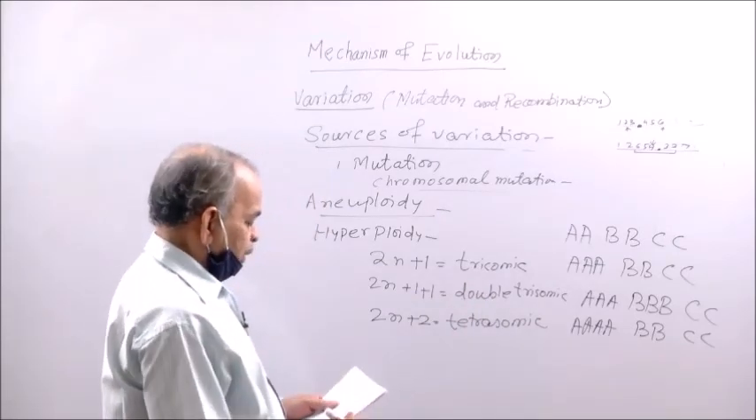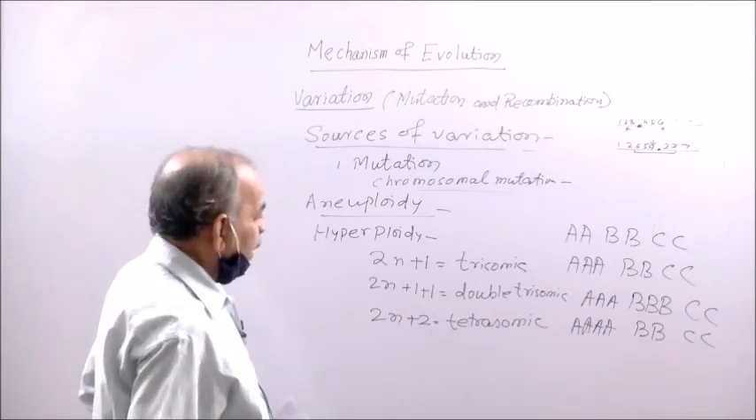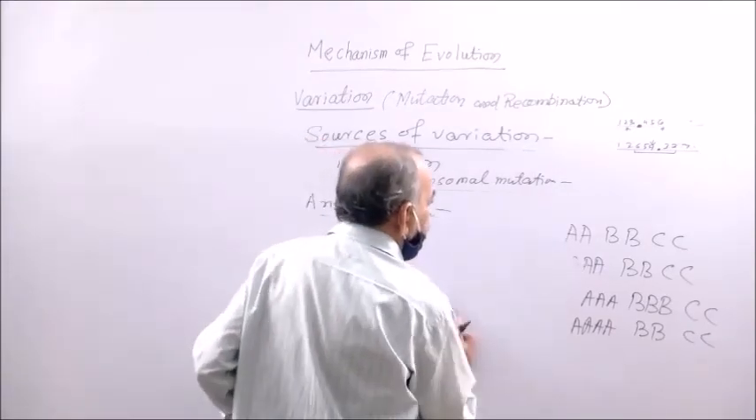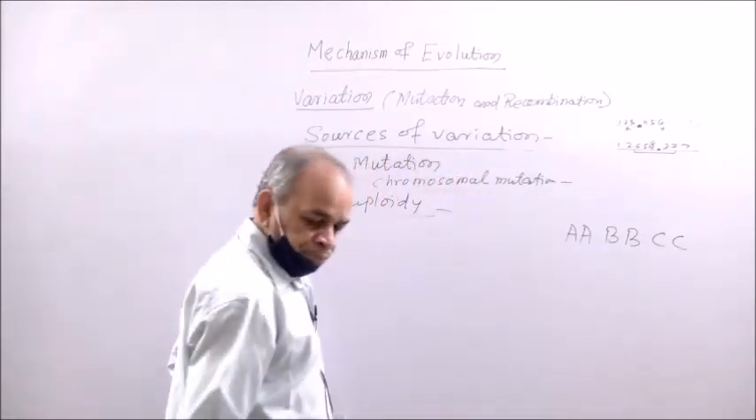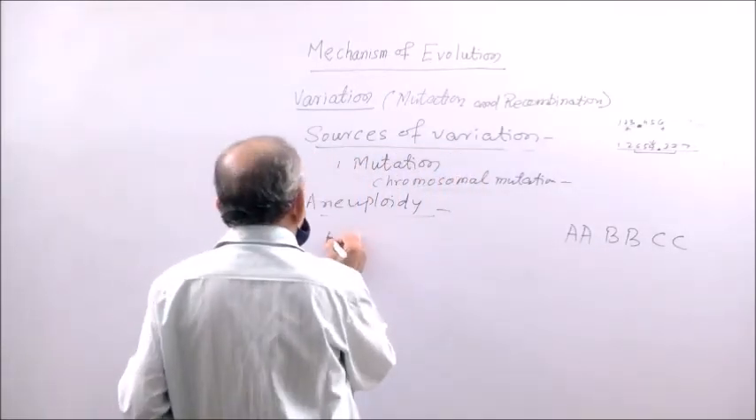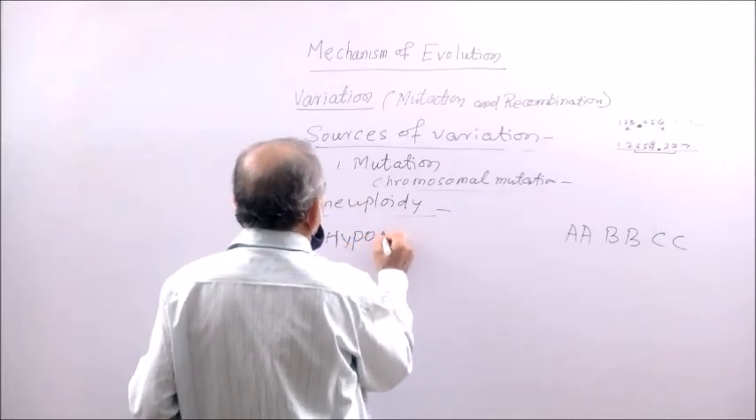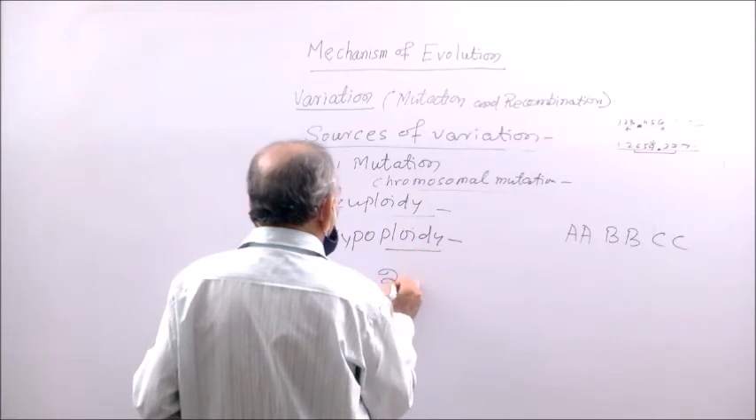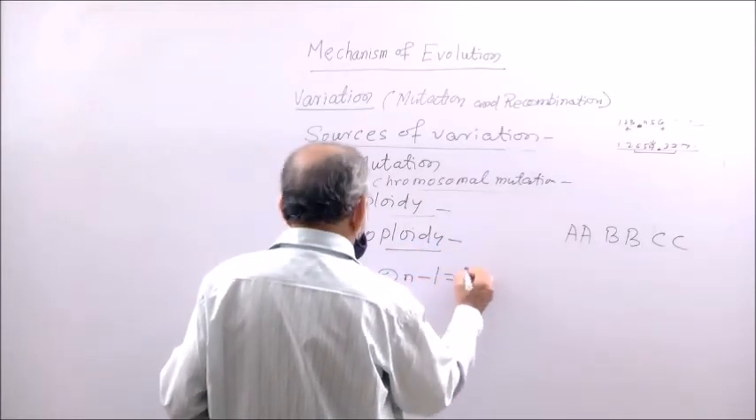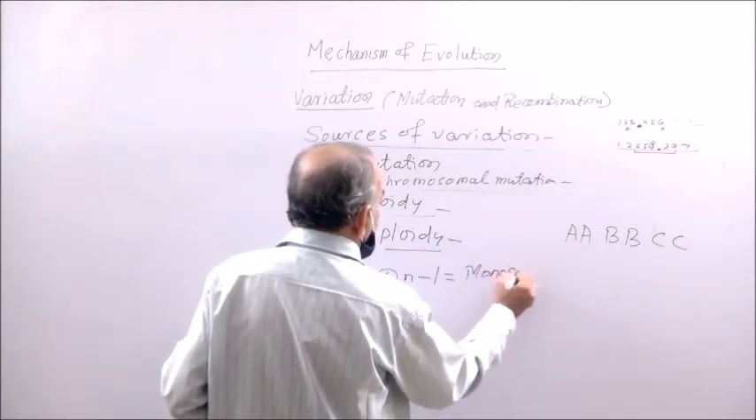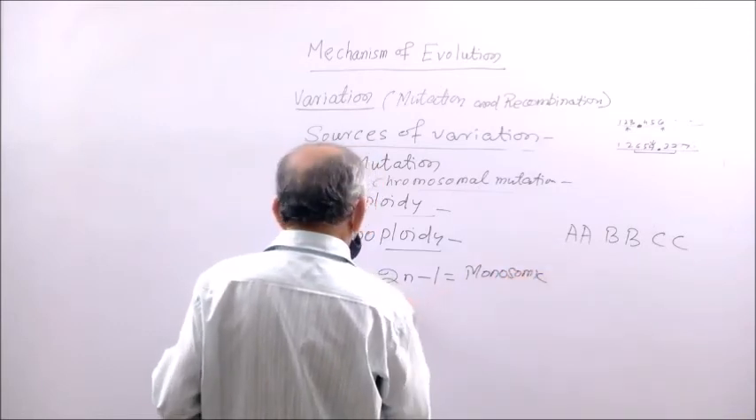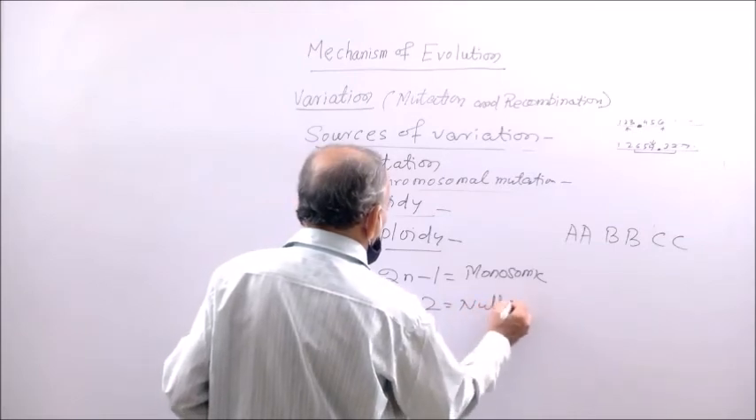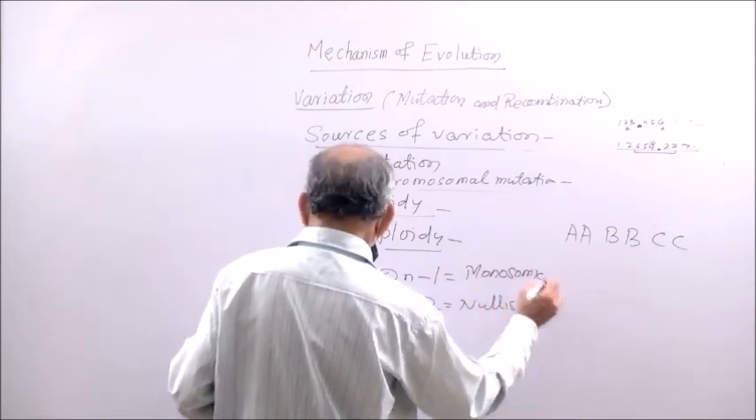So that is hyperploidy. Then hypoploidy, hypo means loss. 2n minus 1, that is monosomic. 2n minus 2, that is nullisomic, etc.